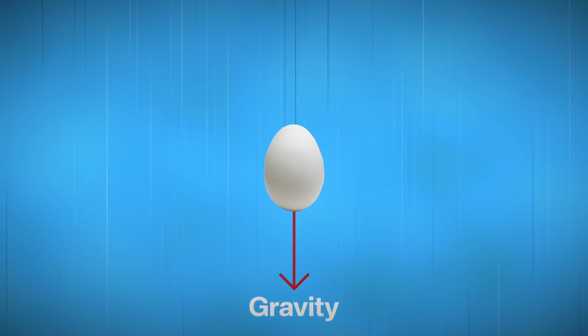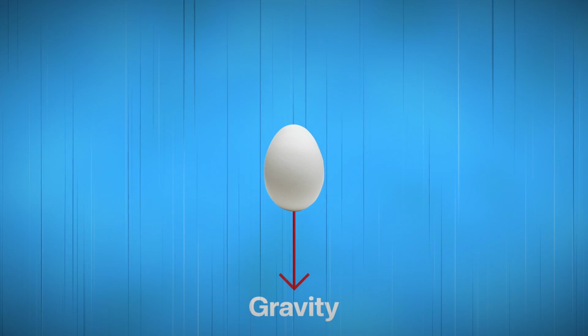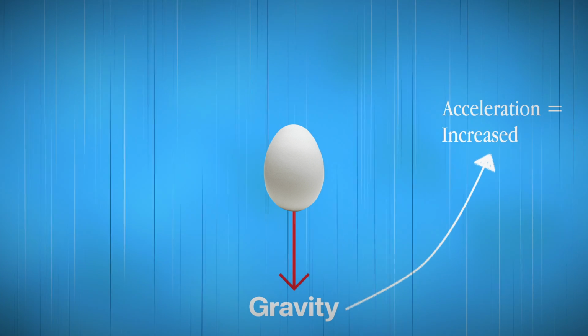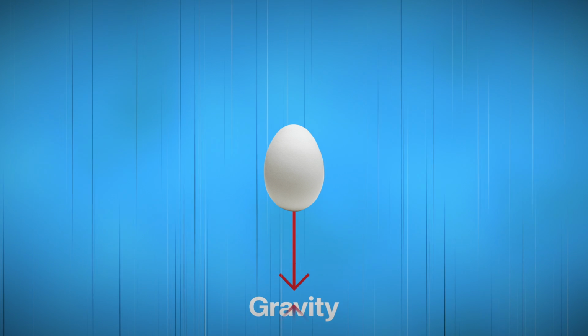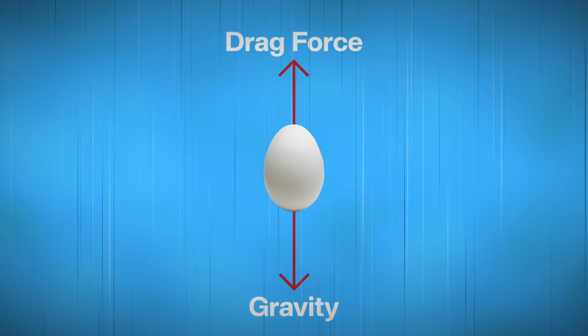To make sure we're all on the same page, let's summarize the physics at play. As the egg falls, it experiences gravity downward, causing it to have some initial acceleration. As the egg accelerates, the increased velocity causes an increased rate of collisions with particles in the air. This induces a drag force in the opposite direction.